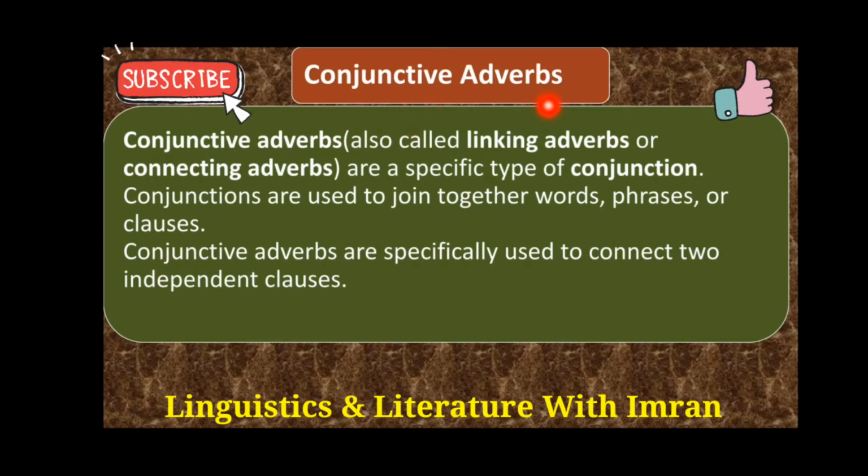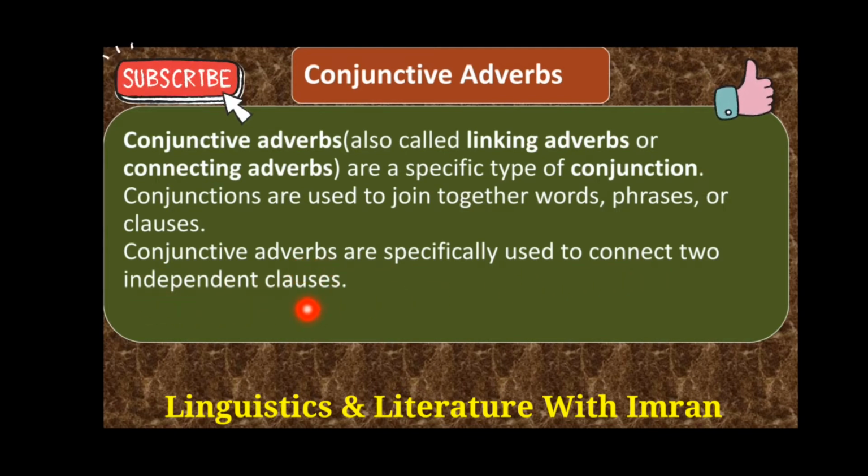Conjunctive adverbs, also called linking adverbs or connecting adverbs, are a specific type of conjunction. As we know, conjunctions are used to join together words, phrases, or clauses. So conjunctive adverbs are specifically used to connect two independent clauses. Remember, conjunctive adverbs are used to connect two independent clauses.